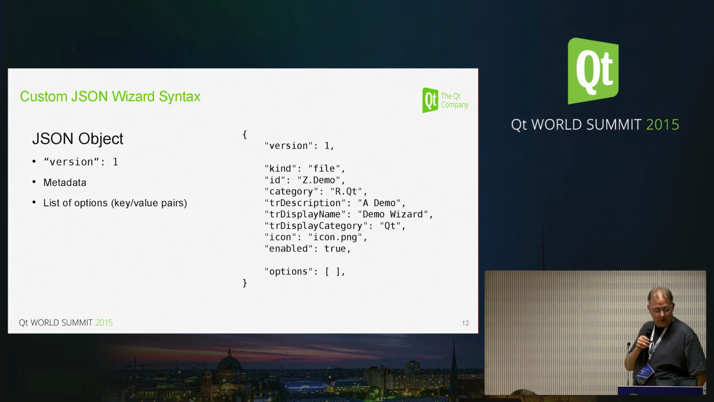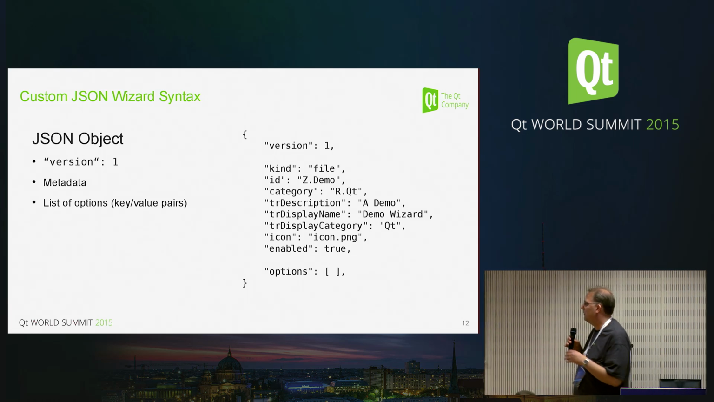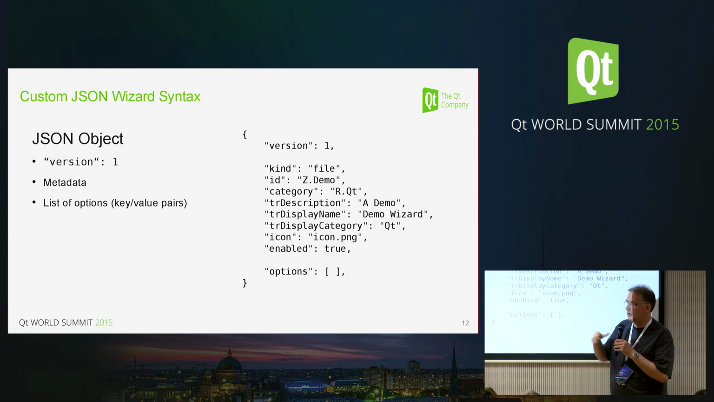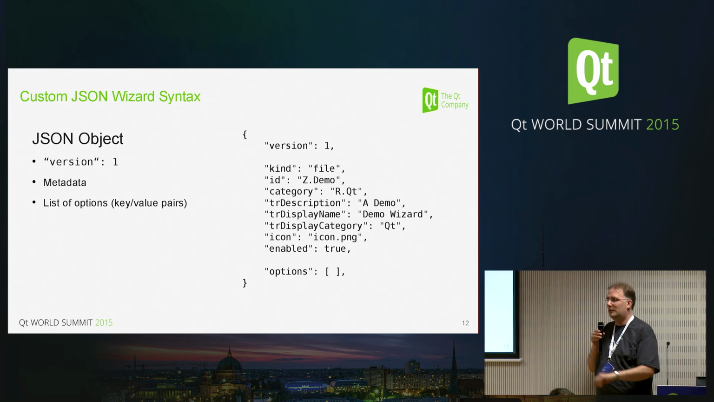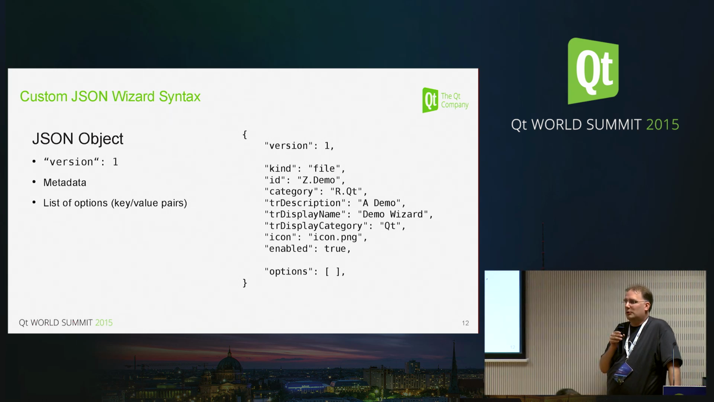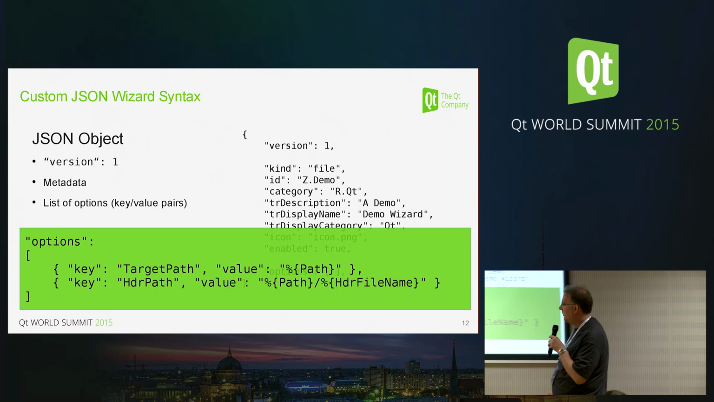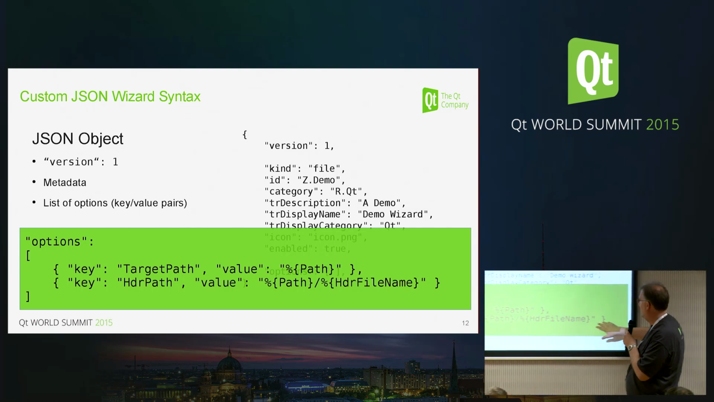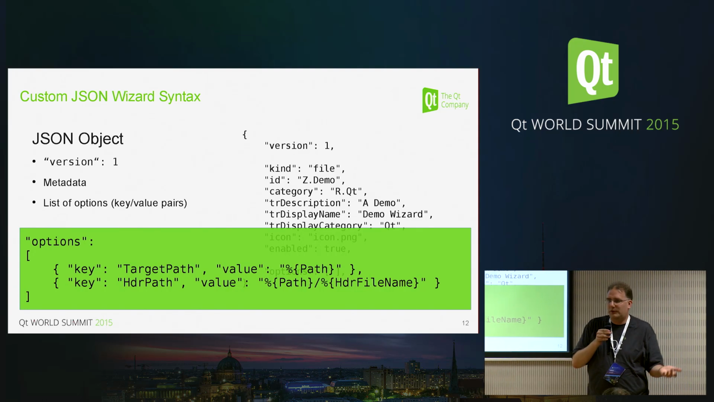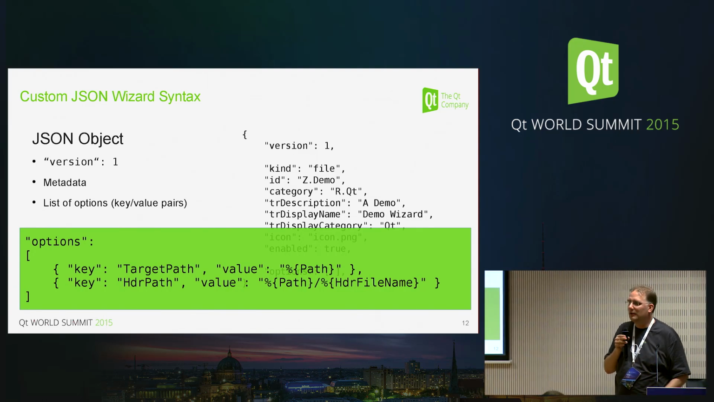The next section is a section of options, which is just a list of objects with two keys, a key and a value. You can use that to define shorthands for the rest of your wizard. Let me show an example. Whenever the wizard encounters ADR pass, it will use this string instead. It's really a simple string-based kind of macro replacement. It's really simple.